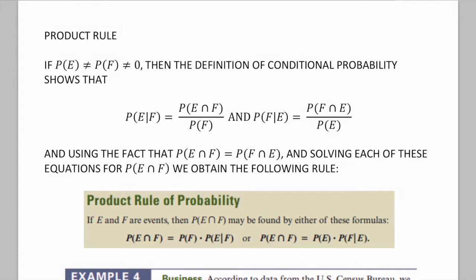Product rule. If the probability of E does not equal the probability of F, which does not equal 0, then the definition of conditional probability shows that the conditional probability of E given F is equal to the probability of E intersection F over P of F, and the conditional probability of F given E is equal to P of F intersection E over P of E. And using the fact that P of E intersection F is equal to P of F intersection E and solving each of these equations for the intersection of E and F, we obtain the following rule.